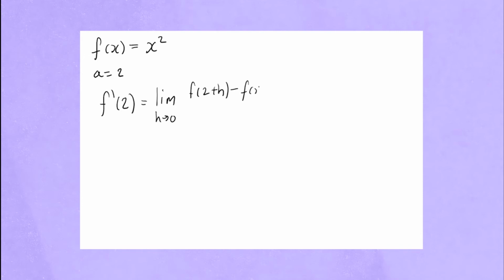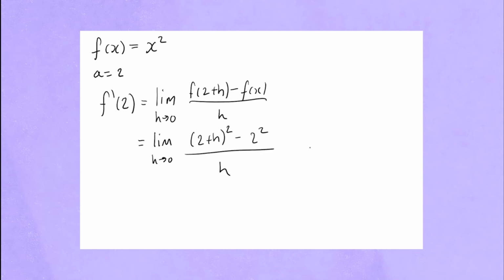Well, by definition it is the limit as h approaches 0 of (2 plus h) squared minus 2 squared, all over h. To find the derivative, all we have to do is compute this limit. It might be tempting to plug in h equals 0, but if we do so, the denominator evaluates to 0, so we will be dividing by 0, which is invalid.